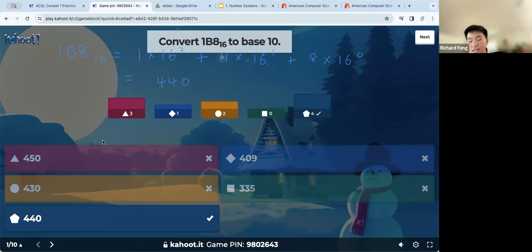Remember, since base 16 has 16 digits, we use letters A through F to represent 10, 11, 12, 13, 14, and 15. Okay, next question.